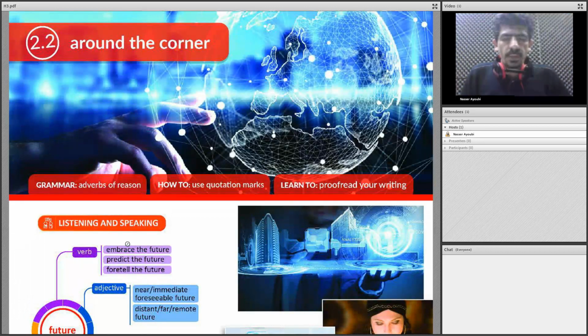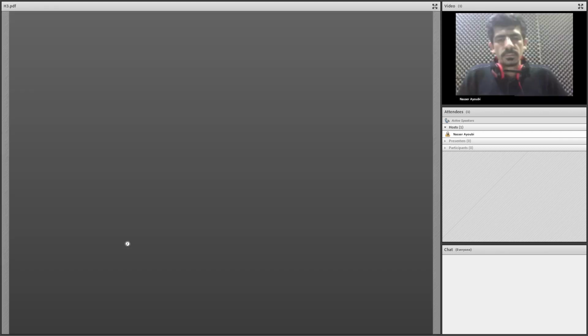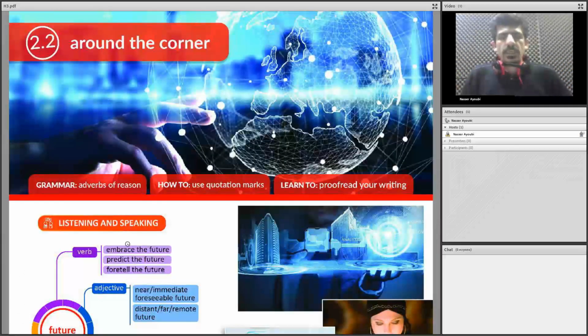Unit 2.2, Around the Corner. So, what is meant by around? This phrase, which can also be used with just or right, I mean just around the corner or right around the corner, can be used for talking about time or place. In terms of place, it means near, and in terms of time, it means likely to happen soon. For example, I believe that an astonishing technological revolution is around the corner, is going to happen very soon.